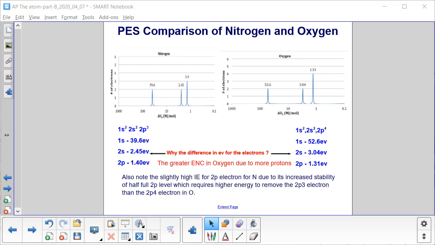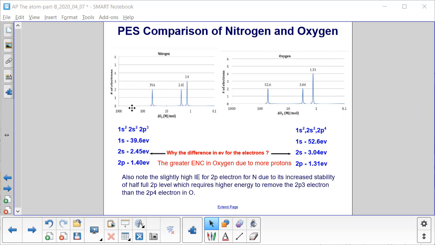Here's a PES comparison of nitrogen on the left and oxygen on the right. I've written the electron configurations so we can see the difference. We have 1s2, 2s2, 2p3 for nitrogen, and 1s2, 2s2, 2p4 for oxygen. So oxygen is 1 element to the right on the periodic table. So again, we go from high energy to low. The higher energy peak will be as a result of the inner electron. So in this case, the 1s electron.